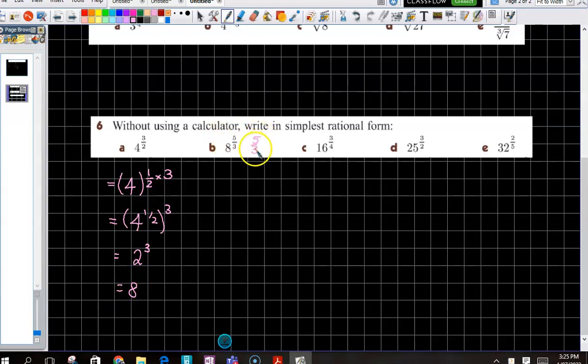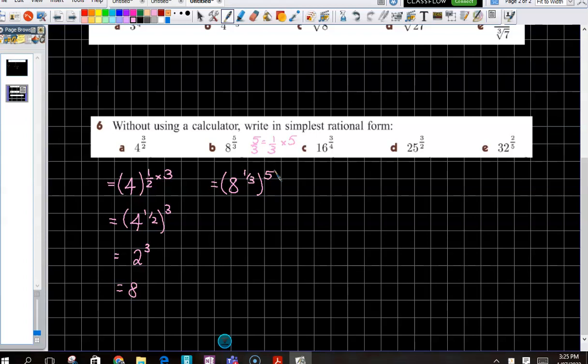Do we agree that 5 over 3 is 1/3 times 5? Why does that help? Well, this means I can say this is 8 to the 1/3 to the 5. Agreed? Why should we know what the cube root of 8 is? Don't be offended. But the cube root of 8 is 2. And that's one of those things that we should now be familiar with.